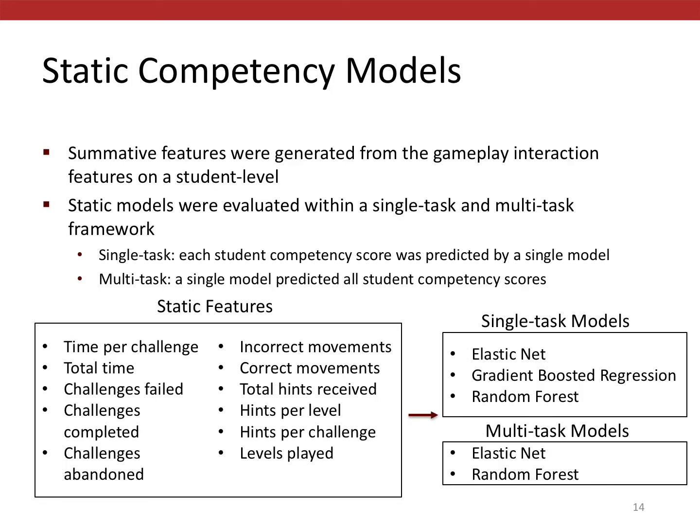We evaluate a variety of single-task and multitask static models, which are trained on student-level gameplay features, so 316 individual feature vectors. Our single-task models delegate a single model for each of the competency scores for each student, while the multitask approach involved a single model used to predict all student competencies at once. Features were based on time spent during gameplay, challenge success rate, movement accuracy, hint usage, and levels played. Static models included elastic net, gradient boosted regression, and random forest. Note that gradient boosting regression does not support multitask learning.